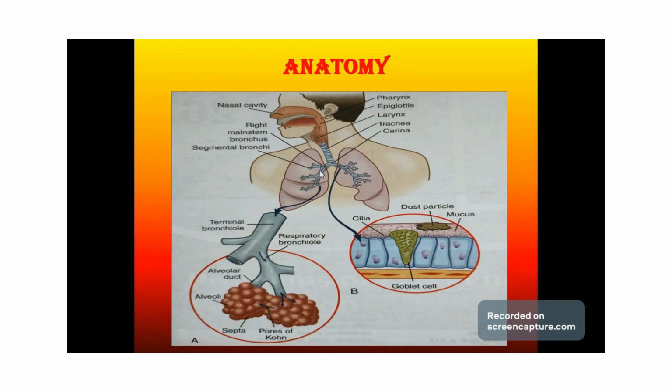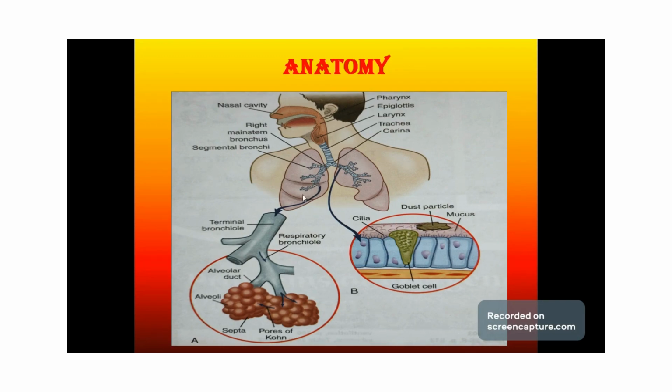This is again divided into secondary or lobar bronchi that enter each of the five lobes of the lung, right? So these main stem bronchi again divide into secondary bronchi or the lobar bronchi, and then they will enter the various lobes of the lung, right?